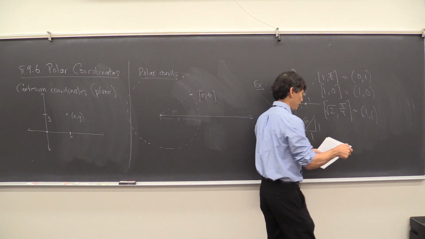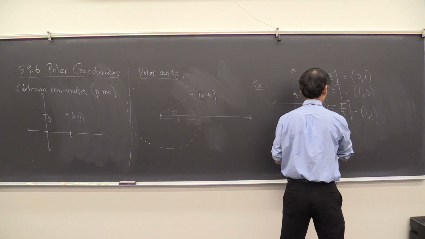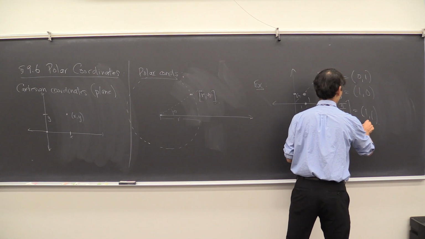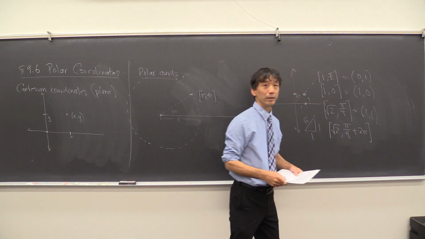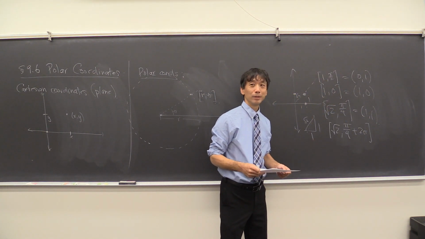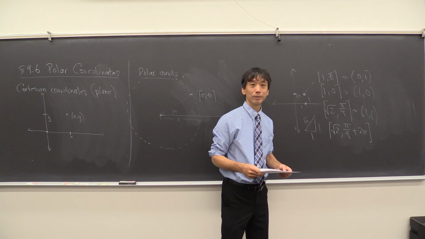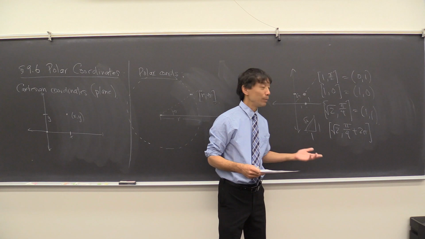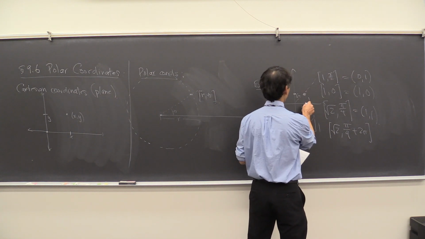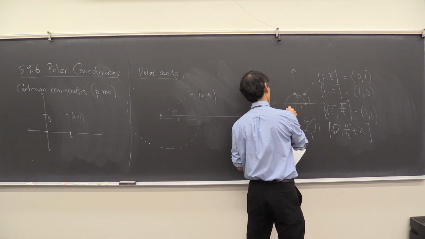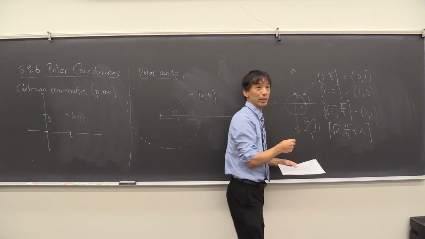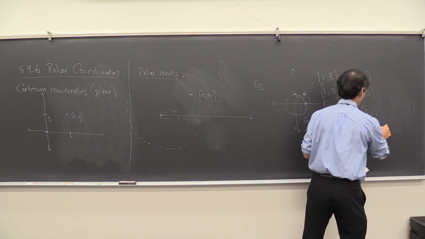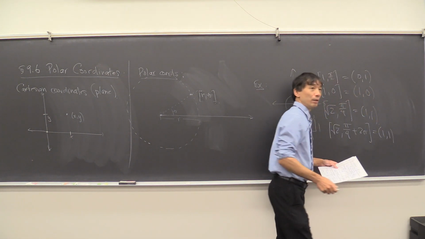Okay, what if I had something like this? Square root of 2 comma pi over 4 plus 2 pi. Where would that be? Anyone see where that would be? It would be in the same place. Because you go out here, pi over 4, and then you add 2 pi to it, and you come back to the same place. 2 pi is just a full circle. So this is still the same point, 1 comma 1.